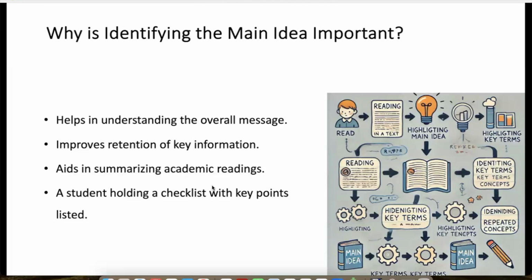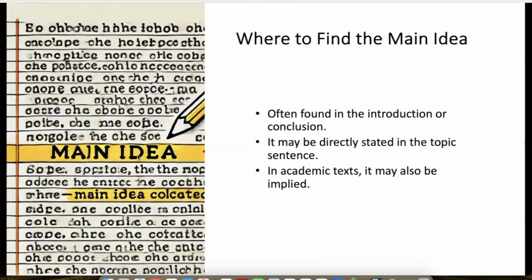That's why I'm telling you the main idea is the most important skill in an academic context. Why is that? Because whatever you're going to do with the text is related to the main idea. If you have a main idea, it's like a checklist of all the items: this text talks about this one, this one, this one. And that's why it aids in retaining the information.